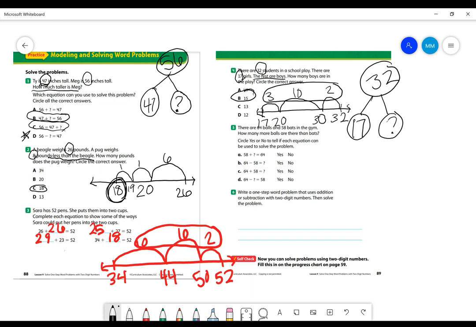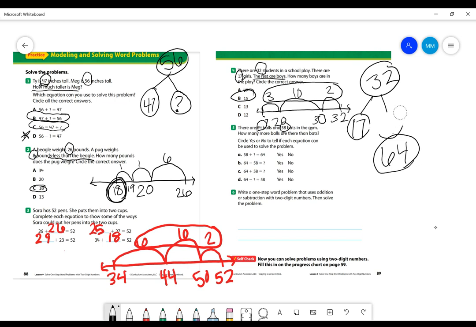It says there are 64 balls and 58 bats in the gym. How many more balls are there than bats? So there are 64 balls and 58 bats in the gym. How many more balls are there than bats? So how many balls do we have? We have 64.